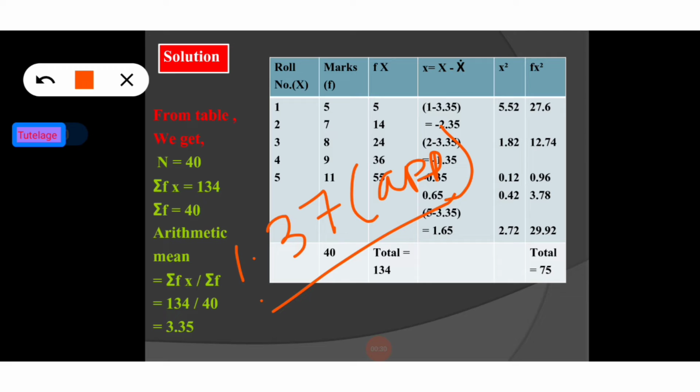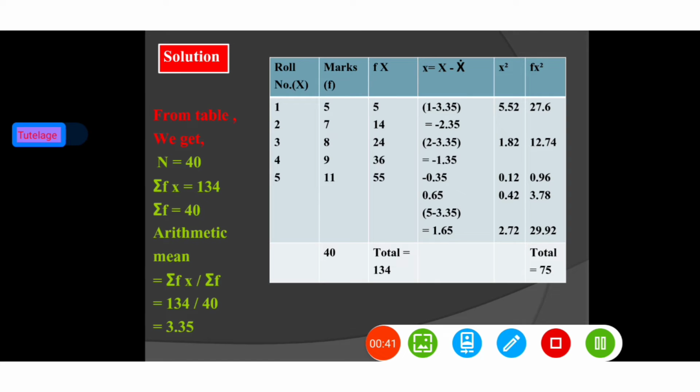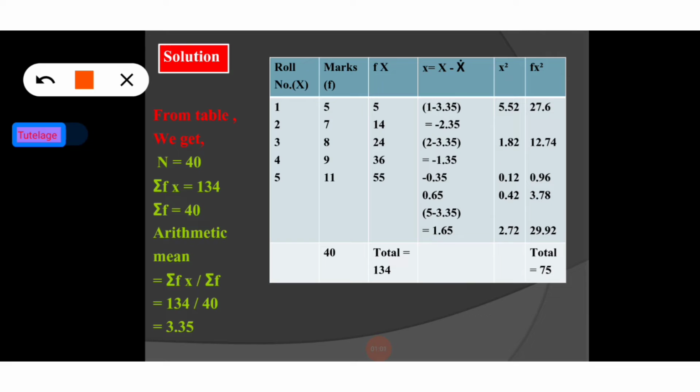So what is the calculation process when the distribution follows a discrete series? Okay, so at first we have to calculate the fx value for calculating the arithmetic mean, because the main step for this calculation is taking the deviation of the items from the actual mean. So at first we have to calculate the actual arithmetic mean, because arithmetic mean is equal to summation fx divided by summation f.